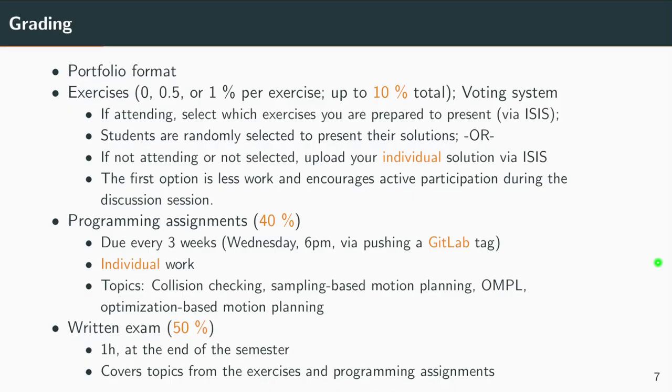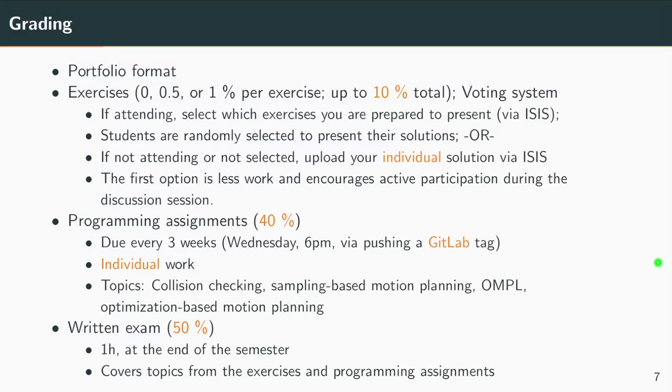Programming assignments, that's also exciting. So we will have these 4 programming assignments. Each of them carries a weight of 10% or 10 points. It's individual work. It will be roughly every 3 weeks. We use GitLab for giving you the assignments and also for the final submission.